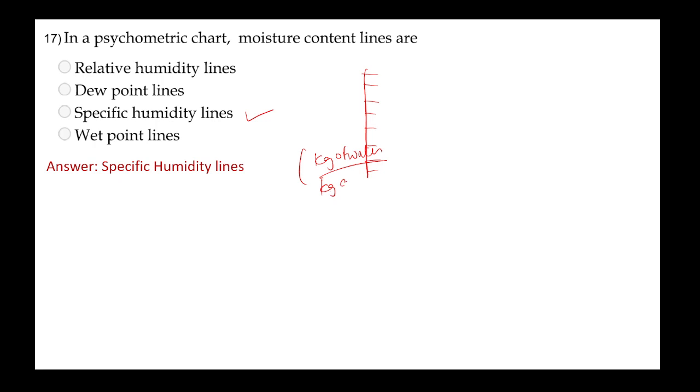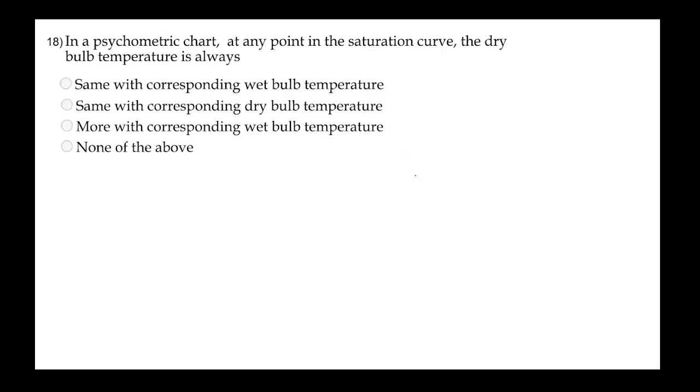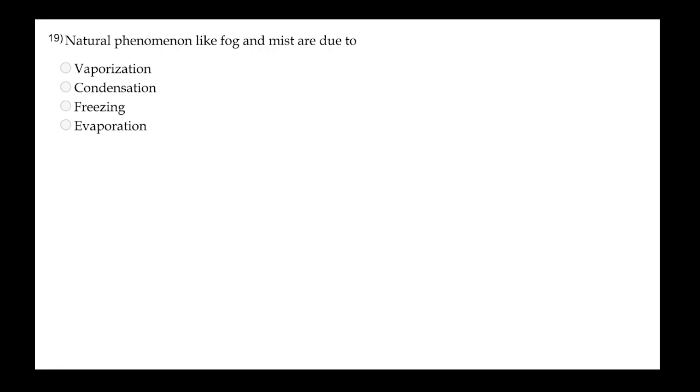per kg dry air. Okay, moving forward, in a psychrometric chart, at any point on the saturation curve, dry bulb temperature is always, so dry at the saturation curve. Since air is said to be saturated, the dry bulb temperature is the same as the corresponding wet bulb temperature, since wet bulb temperature is also a kind of saturation temperature.